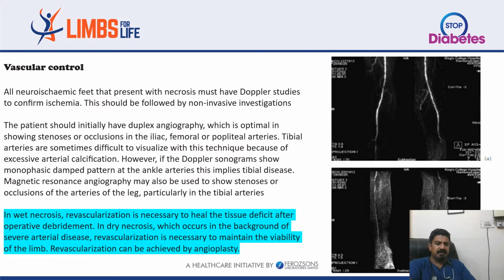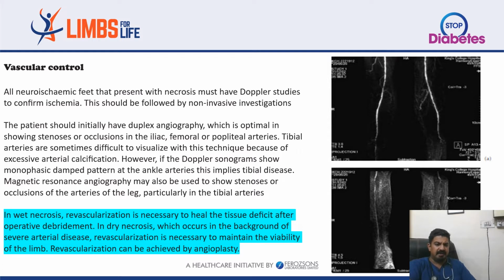With this technique, because of excessive arterial circulation, however, if the Doppler sonograms show monophasic damped, and as we move forward in this section, we will be showing you the wave trends in an ideal Doppler scan. So, magnetic resonance imaging can also be used.